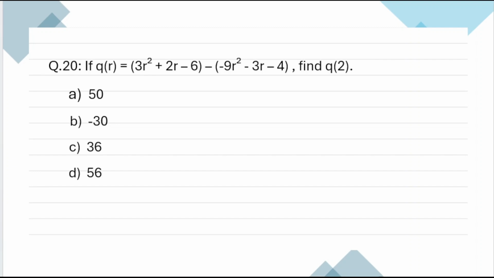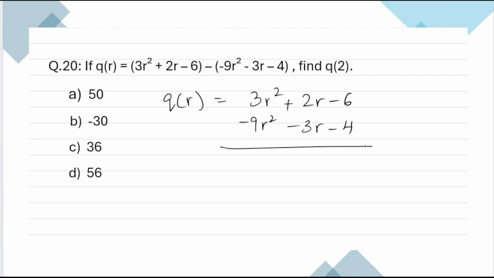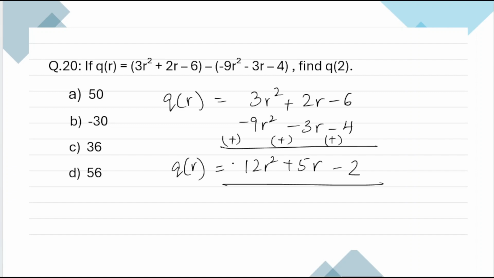If QR is this expression, find Q2. Let's solve this one. QR is equal to 3R square plus 2R minus 6, and then we are subtracting this, negative 9R square, negative 3R, negative 4. Since we are subtracting, we will change the signs. Negative 6 plus 4 is negative 2. Plus 2 plus 3 is plus 5R. 3 plus 9, 12R square. So that's my resulting QR polynomial.